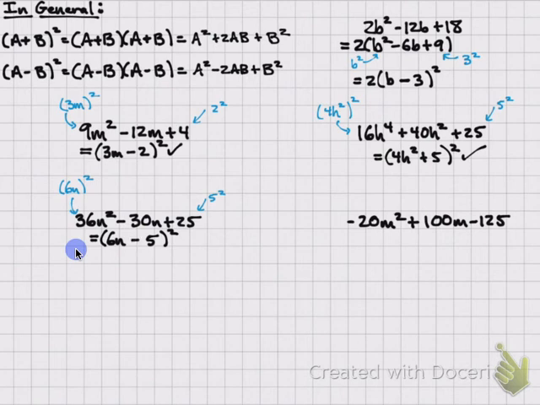Okay, let's just quickly confirm. This is a binomial of this form, so if we square it, we're going to end up with a trinomial that looks like this. So we're going to get a 6n squared. That is 36n squared. Awesome. Negative 5 squared is 25. Phenomenal. And we're going to end up with negative 2 times 6n times 5. So 6n times 5 is 30n, times 2 is 60n. Oh no! But we have a negative 30n here.